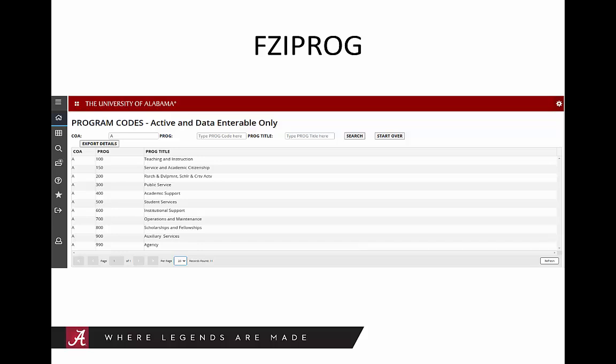Our results display on the screen with only the most recent record for each program code and only the ones that are active and data enterable. We have those same options of search again, start over, and export details, as well as sorting by clicking on the column headers.